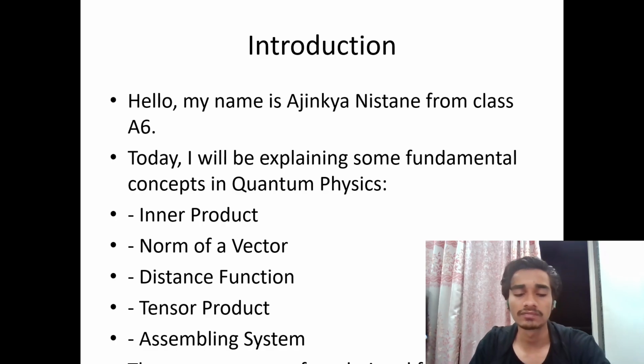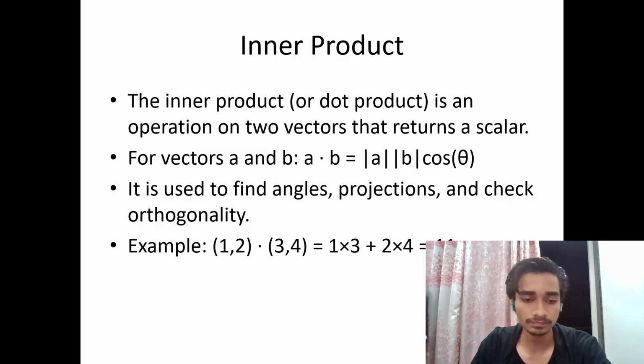Let's start with the first concept, the inner product, also called the dot product, a way of multiplying two vectors to get a single number, a scalar. It is calculated as the sum of the product of corresponding components. The formula for vectors A and B is A dot B, which is equal to mod of A into mod of B into cos theta, where theta is the angle between the two vectors.